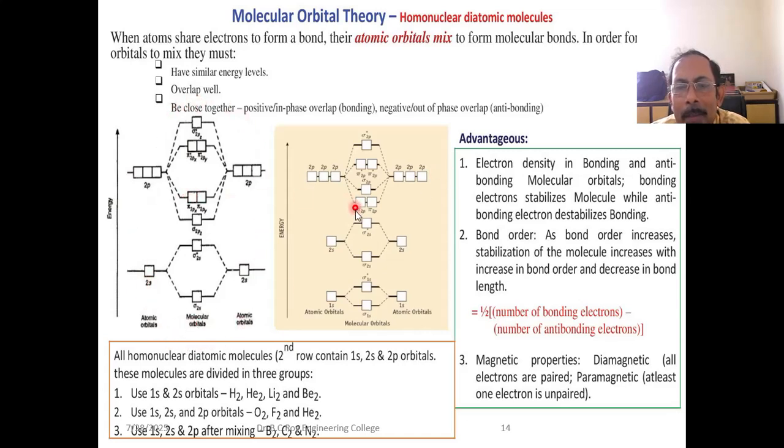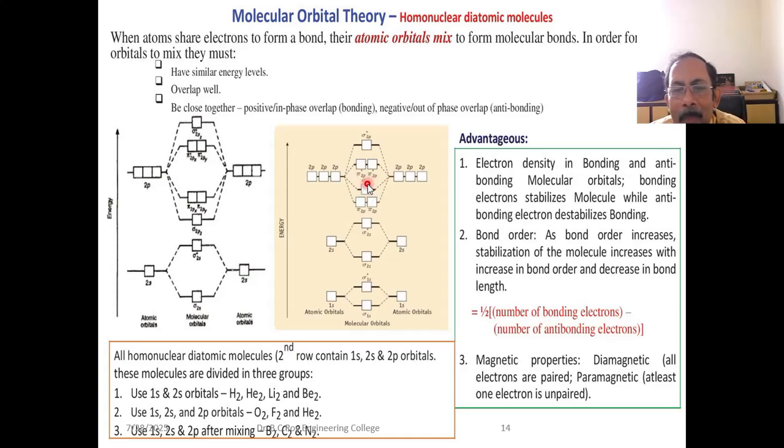Why is there a difference? Because here sigma 2s star and sigma 2pz are having interaction, and because both are sigma, the sigma-sigma star interaction makes this one repel, so it goes above.